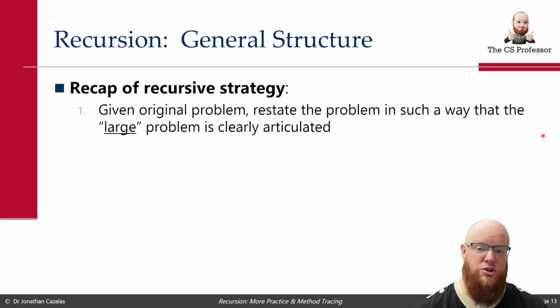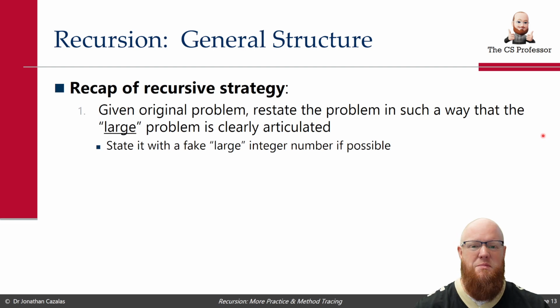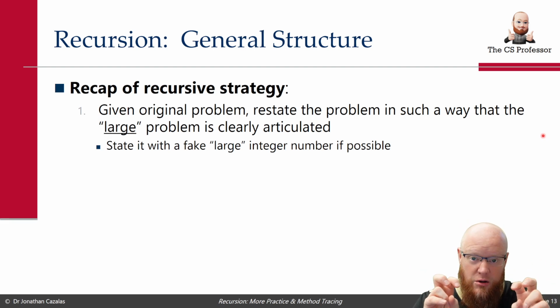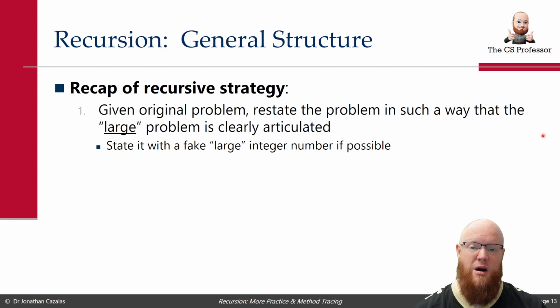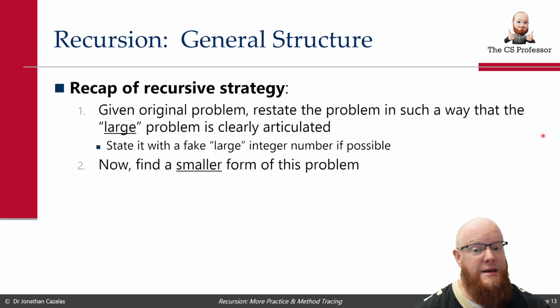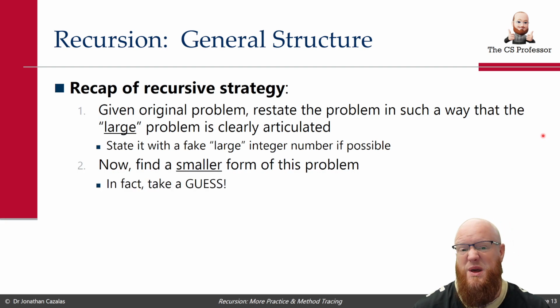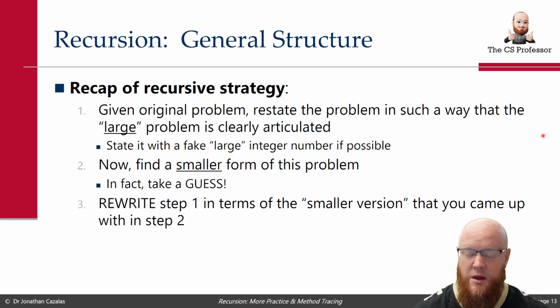So the recap of our strategy from last time: given a problem, in this case the sum numbers problem, restate the problem in such a way that the large version is very clearly articulated. We pick just some random large number that we can plug into the problem, so maybe sum numbers of 7, as we just saw. Now find a smaller version of that exact same problem. Just pick a smaller version. I say take a guess, but really make an intelligent guess. Just choose a slightly smaller version.